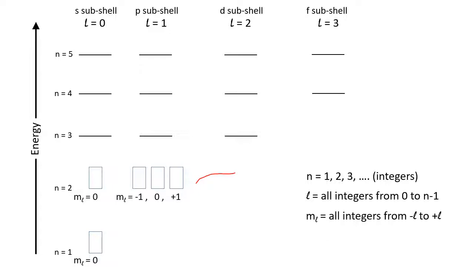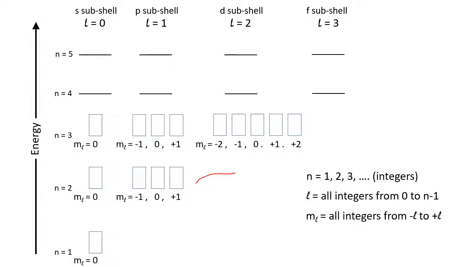When n equals 3, I have those same possibilities. Again, one orbital for L equals 0, three orbitals for L equals 1, but now for L equals 2, I can have 5 values of m sub L. So in other words, 5 orbitals exist in that n equals 3, L equals 2 subshell right here. And the m sub L values are minus 2, minus 1, 0, plus 1, and plus 2. All right, let's keep going because the same trend continues.